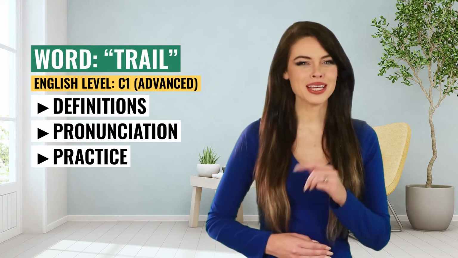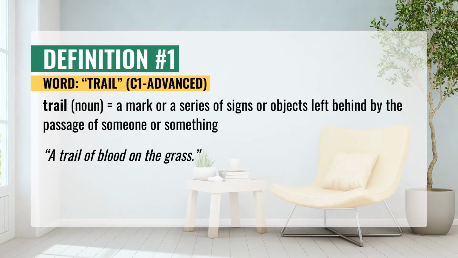Do you know what this means? The first definition of trail: a mark or a series of signs or objects left behind by the passage of someone or something. For example, a trail of blood on the grass.